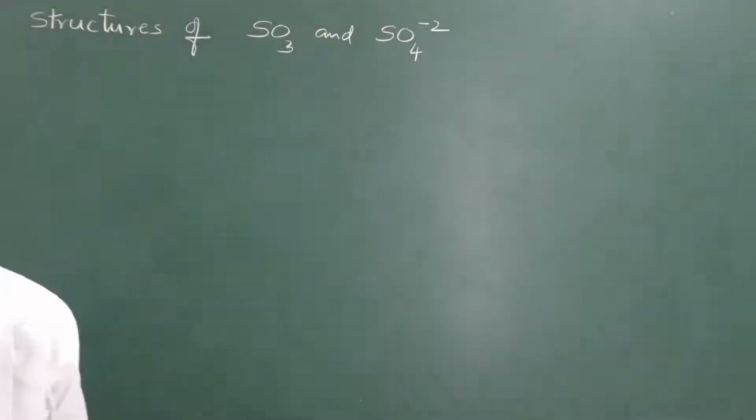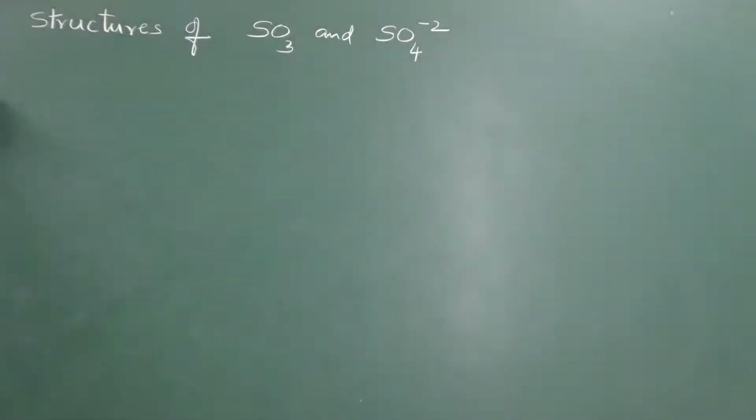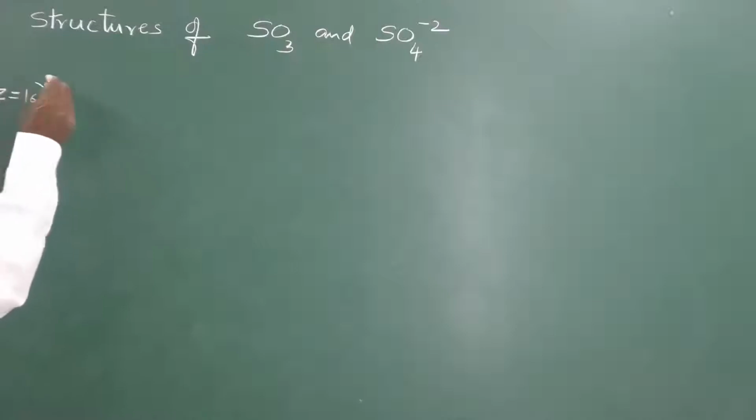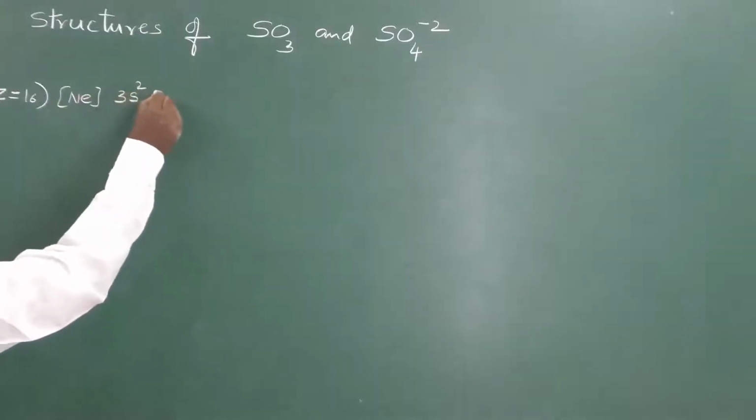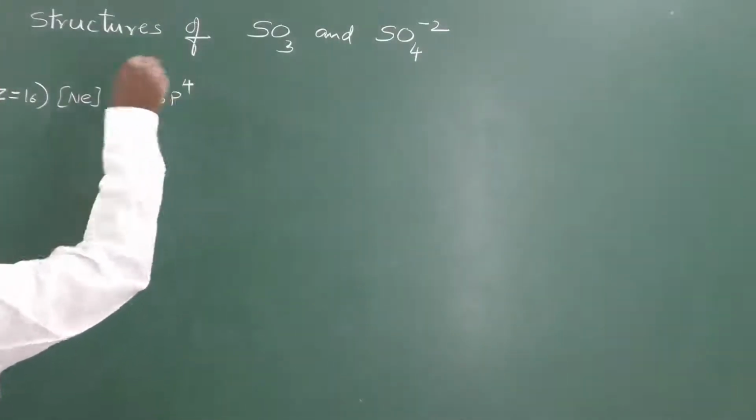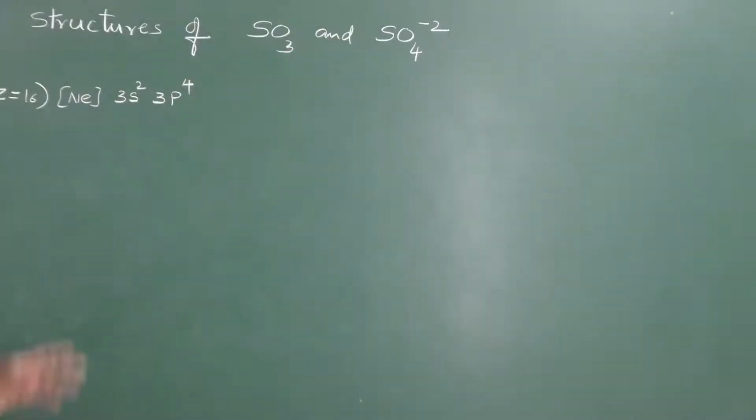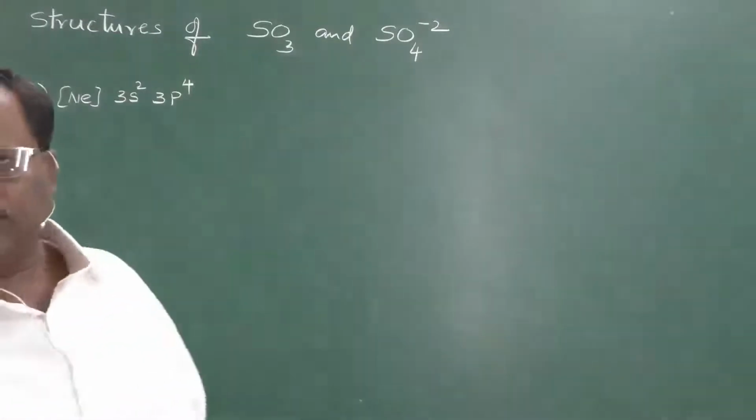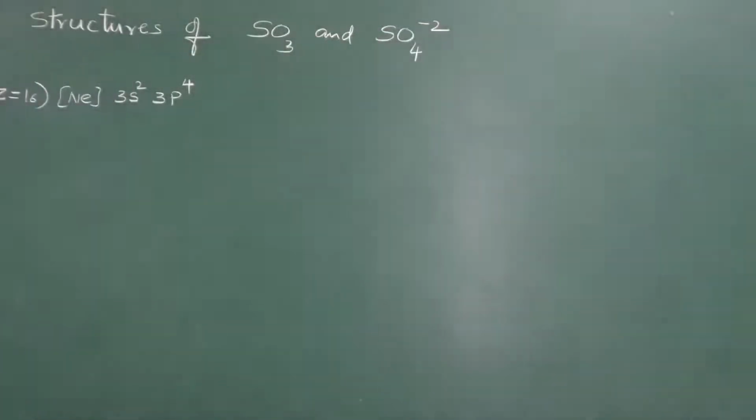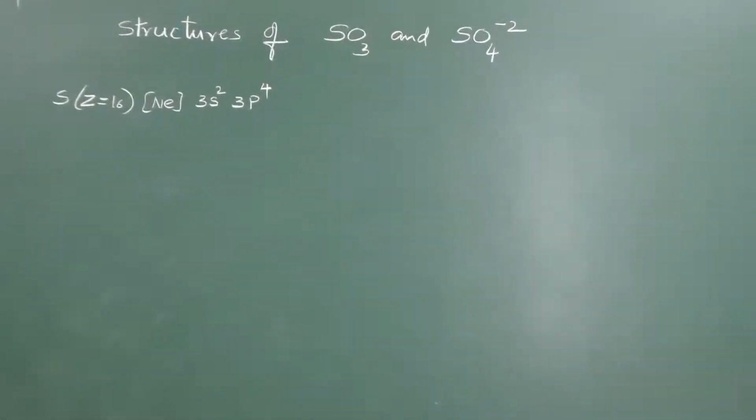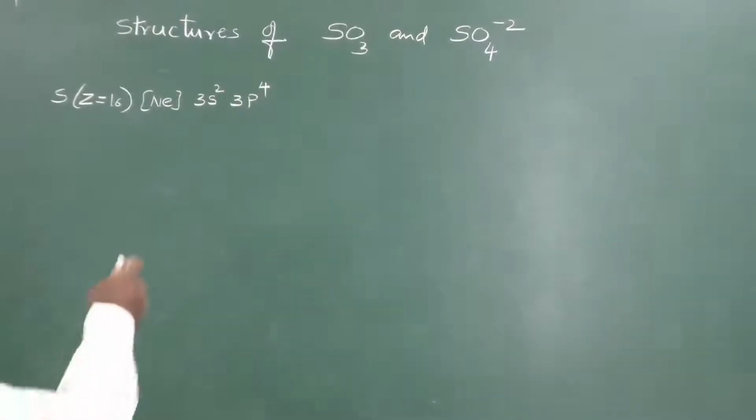In these two molecules, the central atom is sulfur. Sulfur's atomic number is 16, so its electronic configuration is [Ne] 3s2 3p4. Here we are discussing the electronic configuration because the structure of any molecule depends upon the electronic configuration of the central atom. That is more important, which is why we are going to see this.